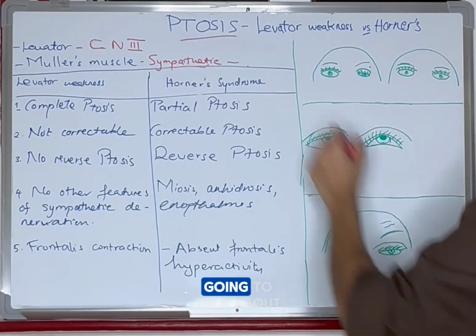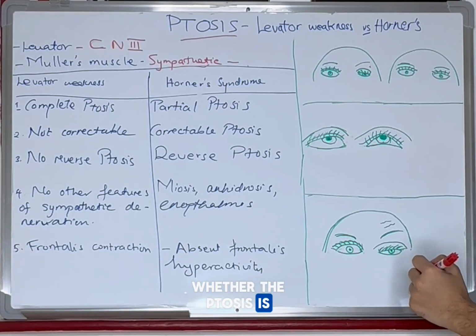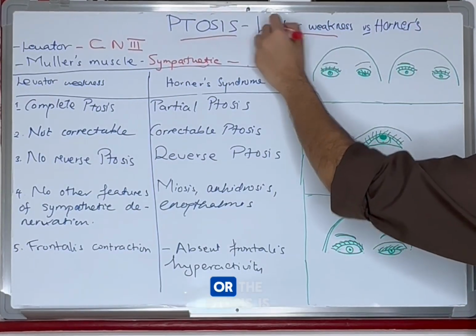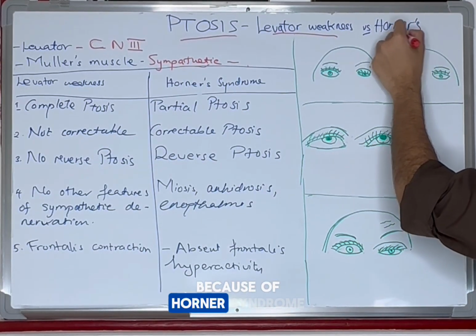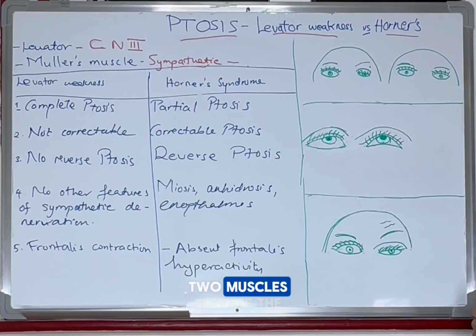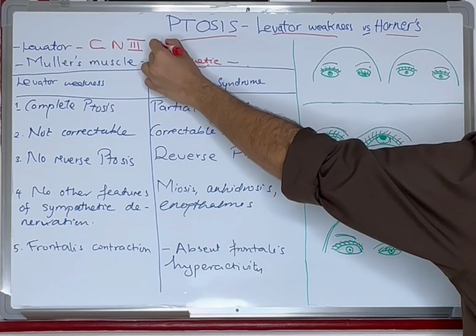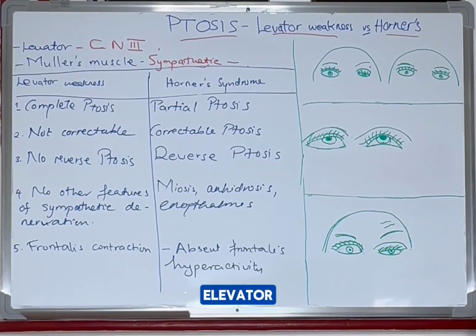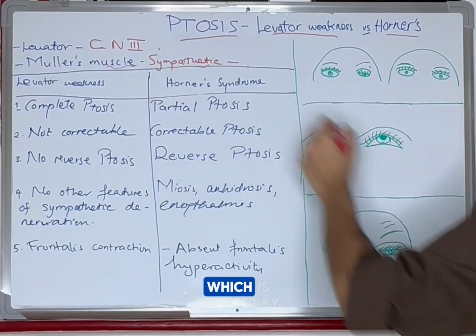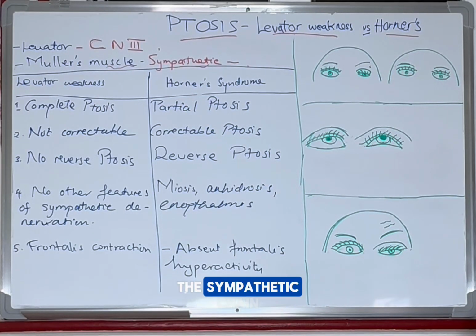Ptosis. We are going to talk about whether the ptosis is caused by levator weakness or because of Horner's syndrome. Two muscles elevate the upper eyelid: the levator, which is the major elevator and is supplied by the oculomotor nerve, and Muller's muscle, which is supplied by the sympathetic chain, and this is an accessory elevator of the eyelid.